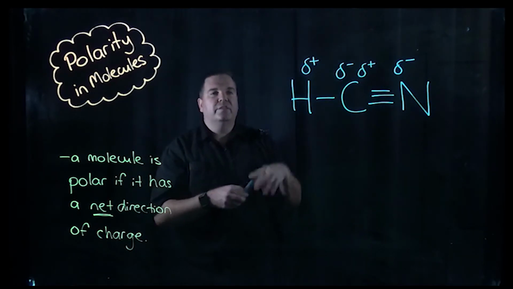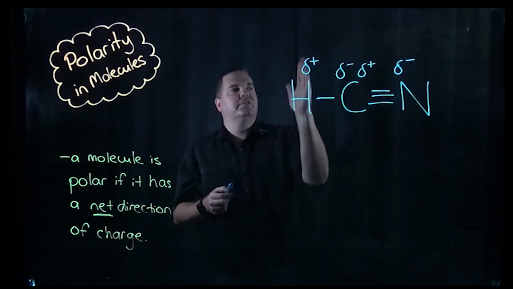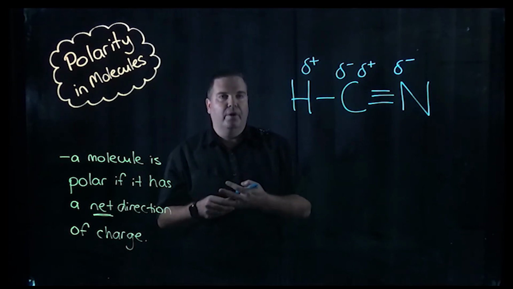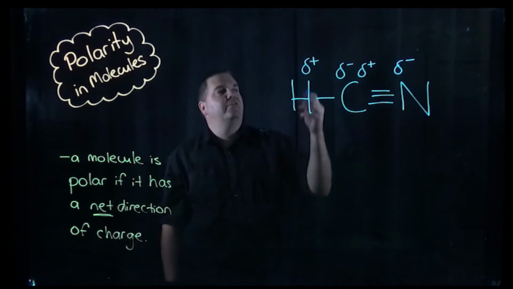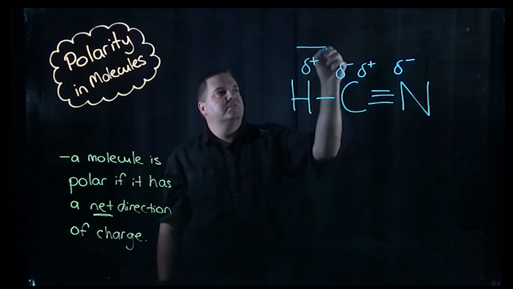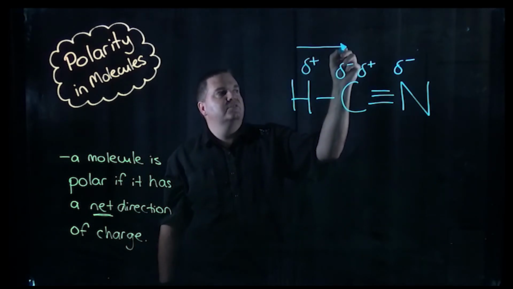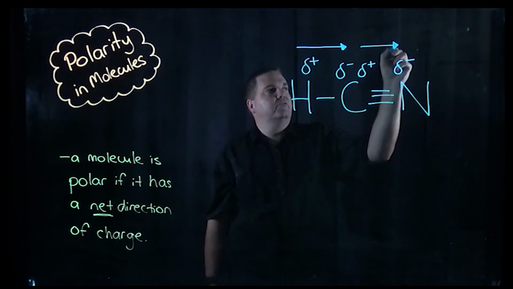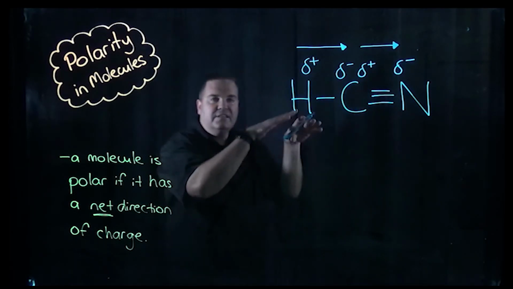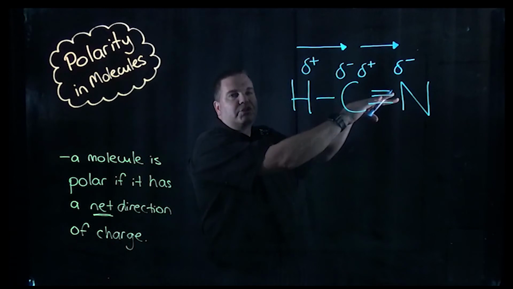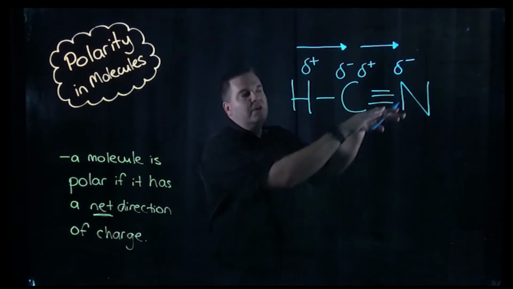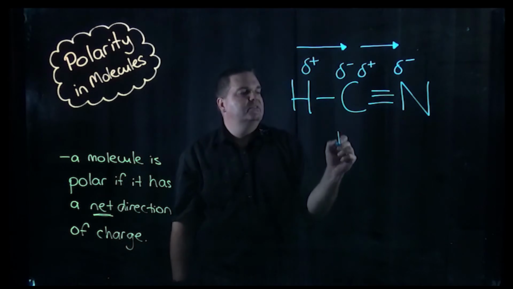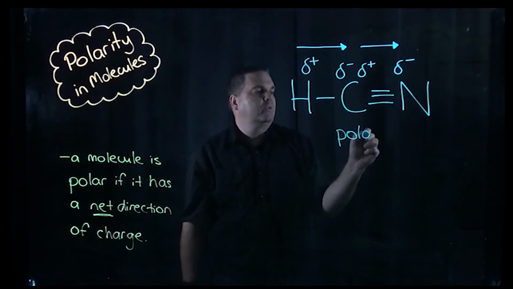So when we're looking at this, we might go, okay, well we go positive, negative, positive, negative. So this looks like it's a non-polar molecule. But if you put your arrows in, this bond has a direction of polarity that way, from positive to negative. This bond has a polarity direction from here, from positive to negative. So you can see we have a net direction of charge for our molecule. So because we have a net direction of charge from positive to negative, this is a polar molecule.